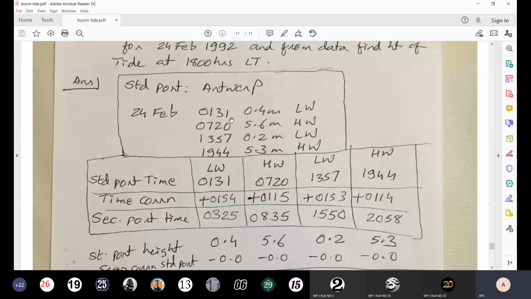The top one you have already written. Now make this table with standard port time, time correction applied, and convert it to secondary port time. How to get that correction I will tell you, but just make the table and put down the data. 0131, 0720, 1357, 1944, this data, first row, put down.